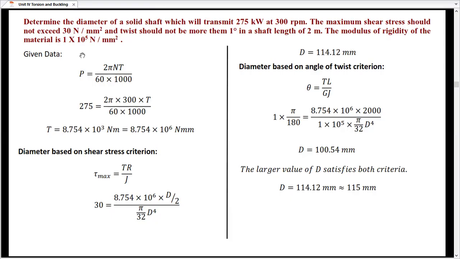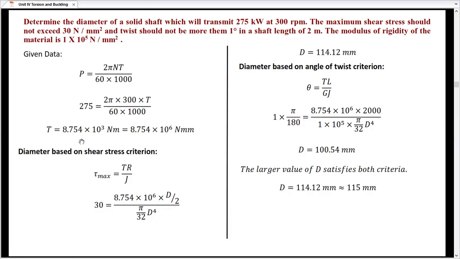Now what data do we have? We have power, which is 275 kilowatt. We have speed, 300 rpm. We have tau, the shear stress, which should not exceed 30 Newton per mm square. Theta is given as 1 degree for a length of 2 meter. And the modulus of rigidity, the G value, is 1 into 10 raised to 5 Newton per mm square. Our first aim is to determine the value of torque based upon power.